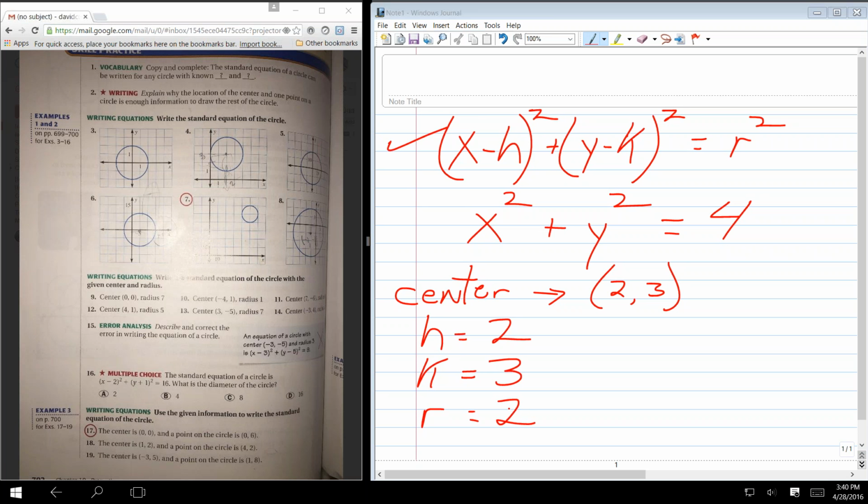That's the way you should do every single one of them: figure out h, figure out k, figure out r, and then it's just a question of plugging into the general equation. So what do I end up with? (x - 2)² + (y - 3)² = 2². So x squared minus 4x, and so on. There you go. Minus 6y.